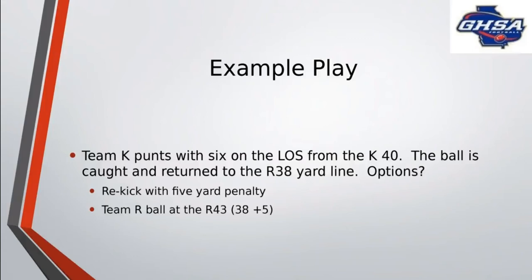Here's an example play. Team K punts from the K40 to R6 on the line of scrimmage. The ball is caught and returned to the R38-yard line. What are the options? They can re-kick with a 5-yard penalty, or they can take the ball at the R43, which is the 38 where they recovered it, or returned it to, plus 5 yards.